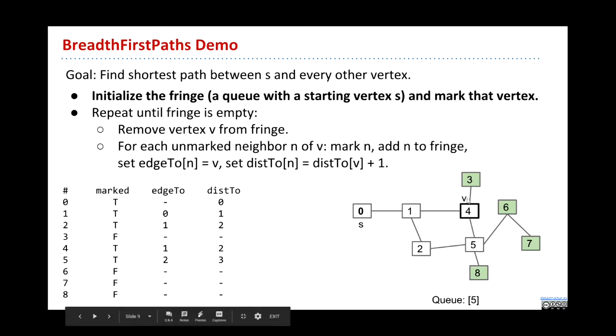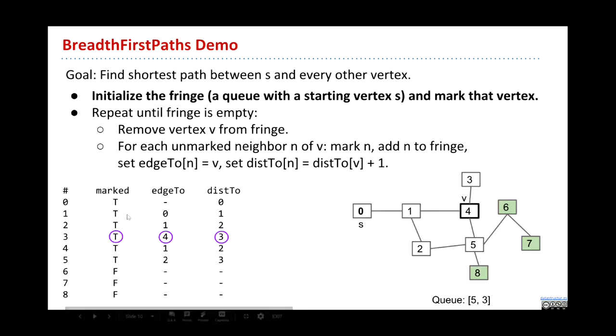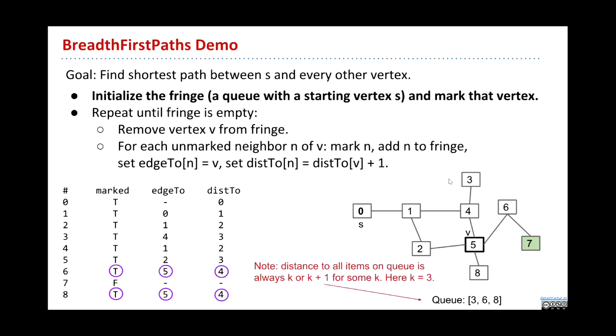It has one unexplored neighbor, which is 3. So we add 3 to the queue. We mark it as true. We set its edge 2. We set its distance 2. And you'll notice that each time we're setting the edge 2 equal to the current active vertex, and the distance equal to the distance to the currently active vertex plus 1. Because this is basically just saying we're one step further. So 5 comes off next. It has 2 unexplored vertices, 6 and 8. They go on the queue.